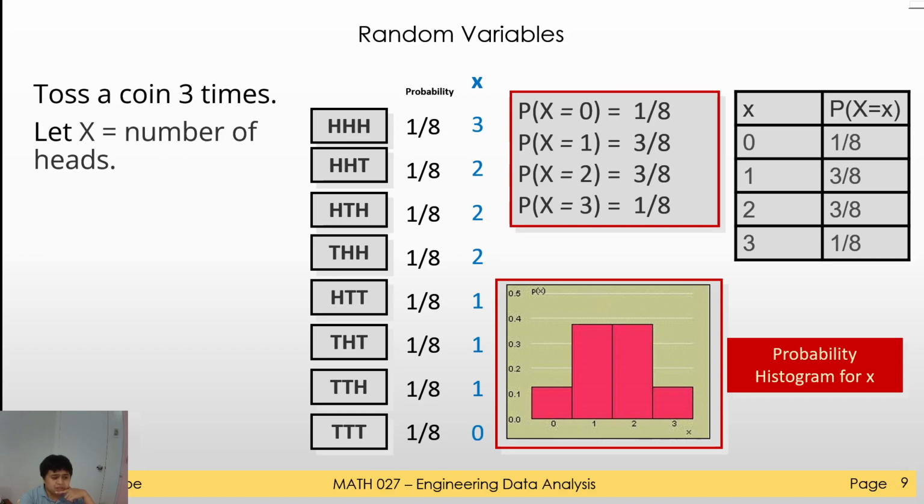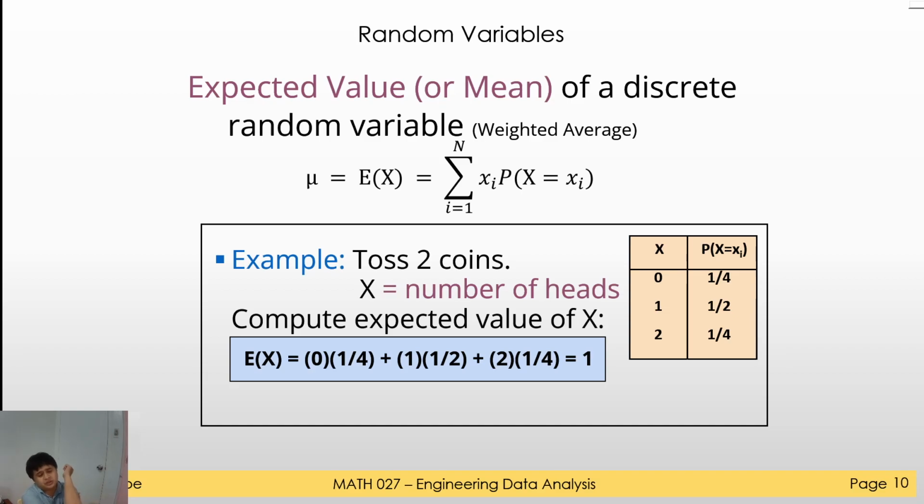With the probability distribution graph, we have an idea how the random variable behaves, or how the probability behaves with respect to its random variable. So that is a random variable. Now we have special characteristics of random variables. We have the mean. You can find the mean of your random variable.